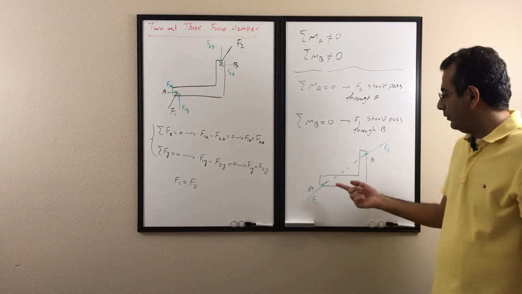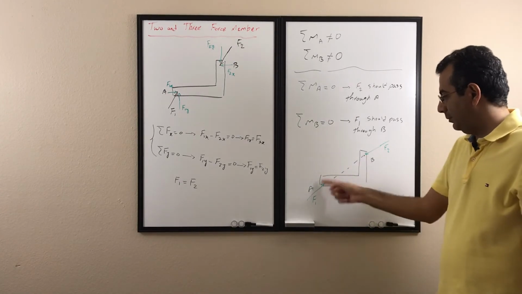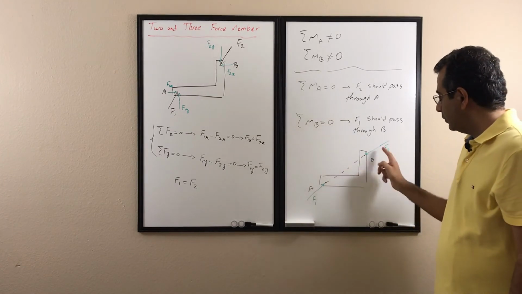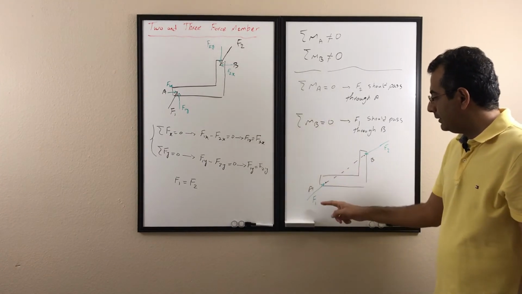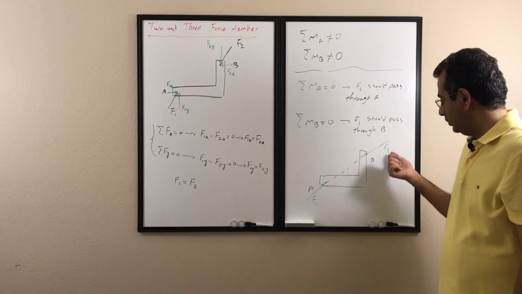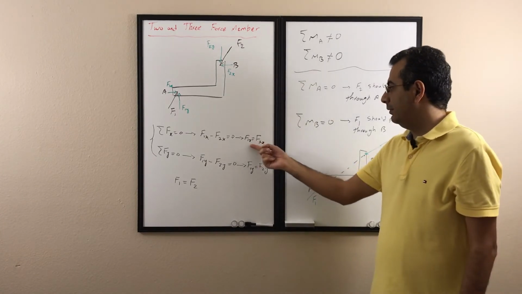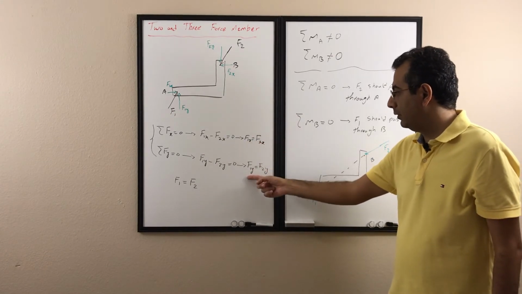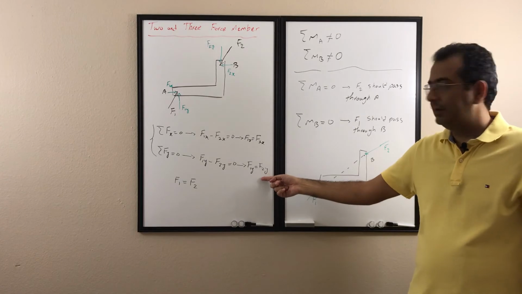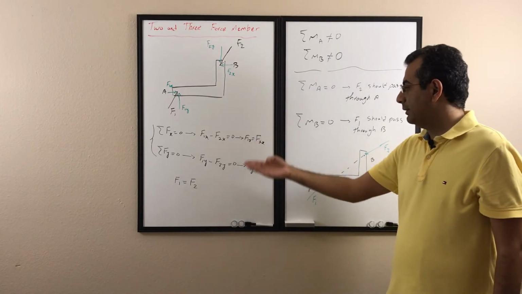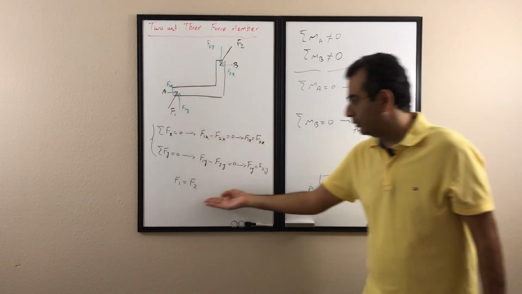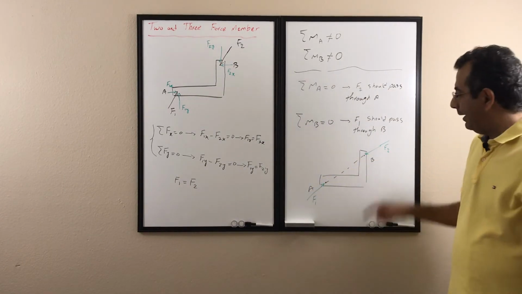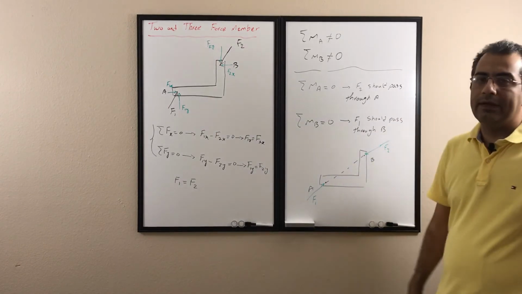In other words, if I have a member that only has two forces applying on it, first the magnitude of the forces should be equal. Let's say F1x and F2x should be equal, and F1y should be equal to F2y. So the component in the x direction and the component in the y direction should be equal. In other words, their magnitude is equal, they are in the opposite direction, and they have the same line of action.